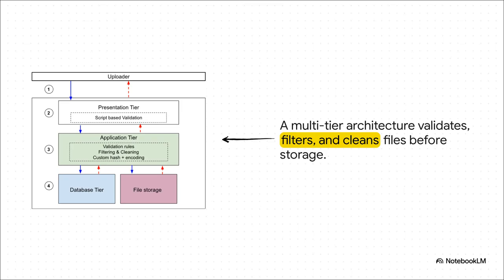This diagram shows you exactly how it works. An uploaded file doesn't just get dumped into a folder. Now, it has to go on a journey. First, it hits a presentation tier for basic checks. Then it moves to an application tier for some really deep validation and cleaning. Only after it's been through all that does it finally get passed to a secure storage location.